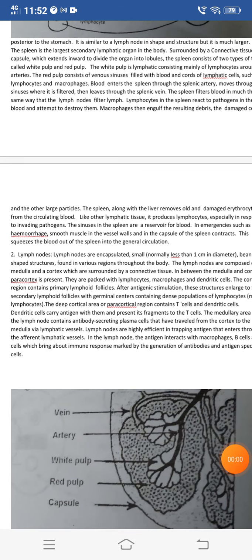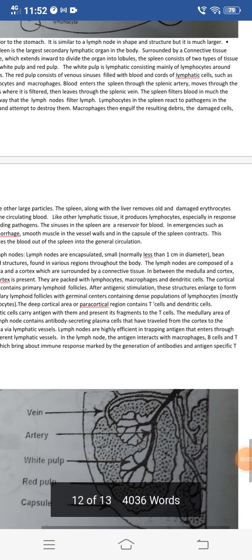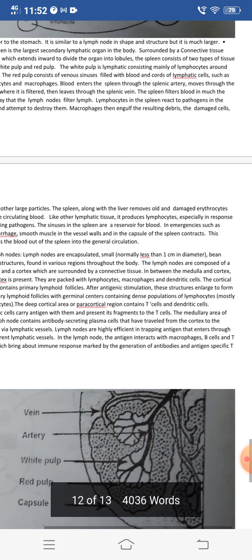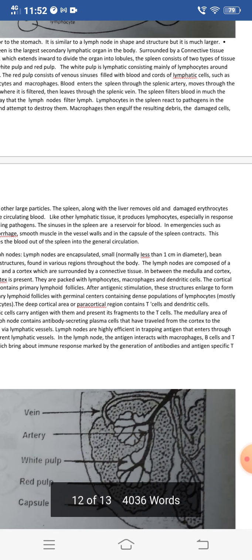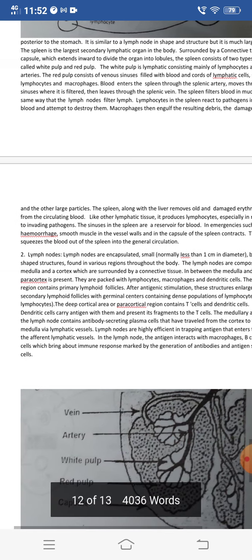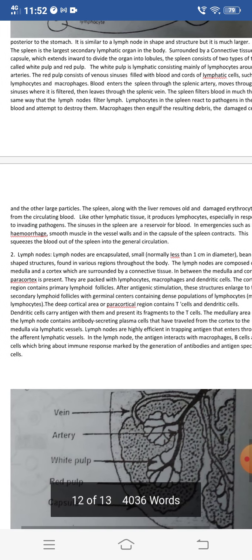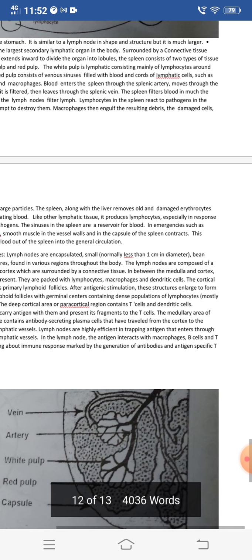Now after the spleen, the other secondary lymphoid organ is the lymph nodes. Lymph nodes, as you have seen in the figure, are encapsulated, small, normally less than 1 centimeter in diameter, bean-shaped structures. They are in the form of nodules found in various regions throughout the body.